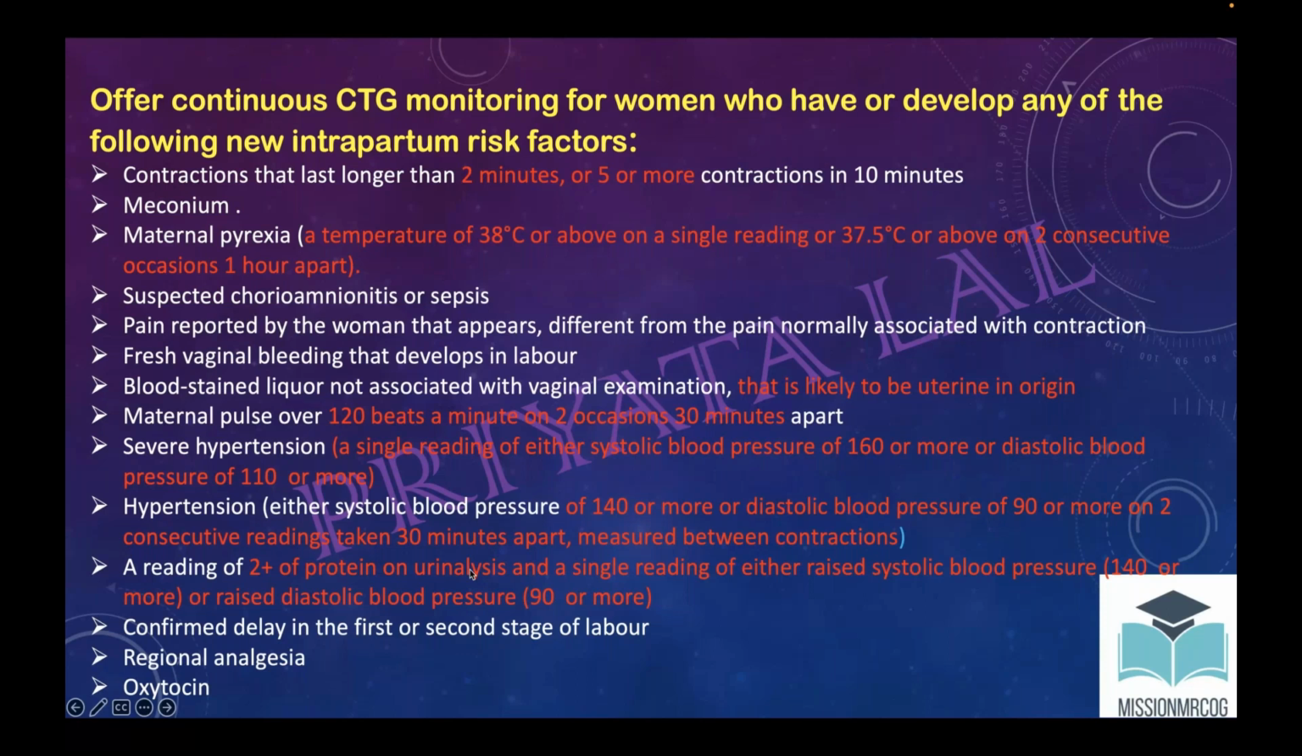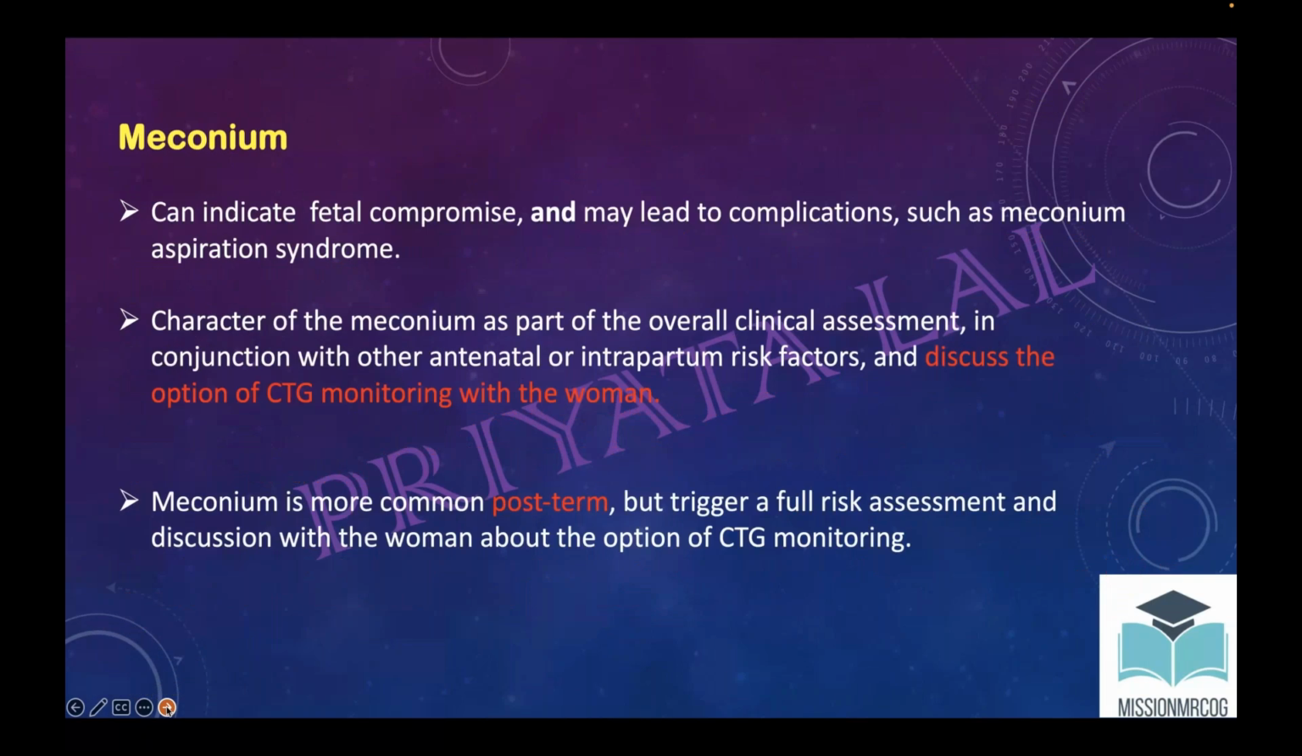Now meconium: if the meconium is there, we know it is fetal, there could be a complication. We are worried about the aspiration. Okay, so we want to monitor the baby, and the option of continuous CTG monitoring should be given.